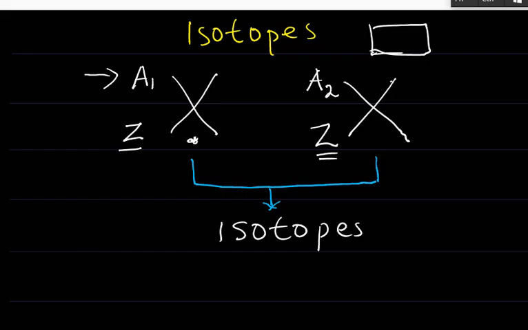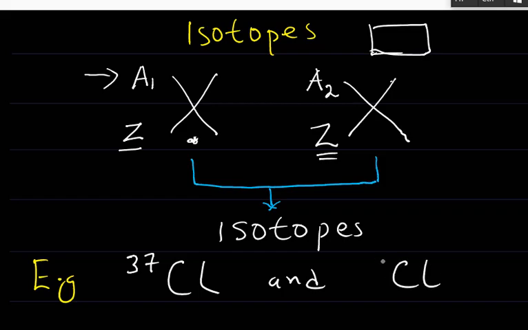Now let's look at some typical examples of isotopes. One typical example is the isotope of chlorine. Chlorine has two isotopes: chlorine-37 and chlorine-35.